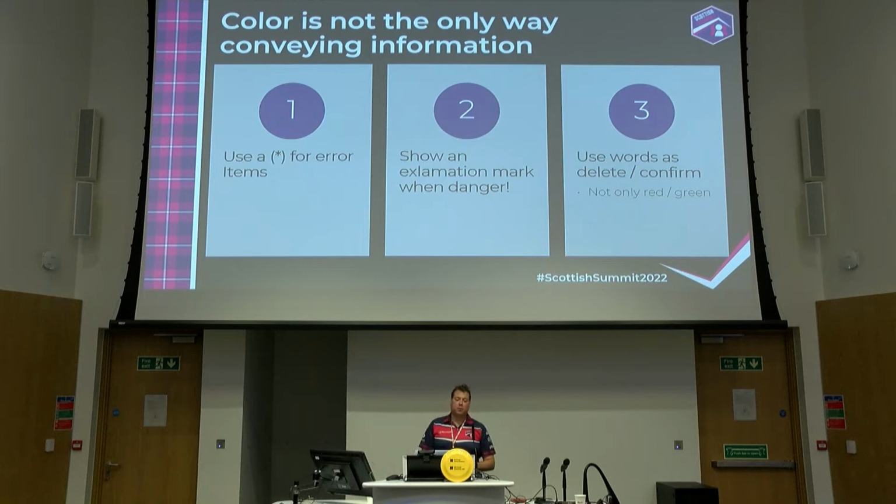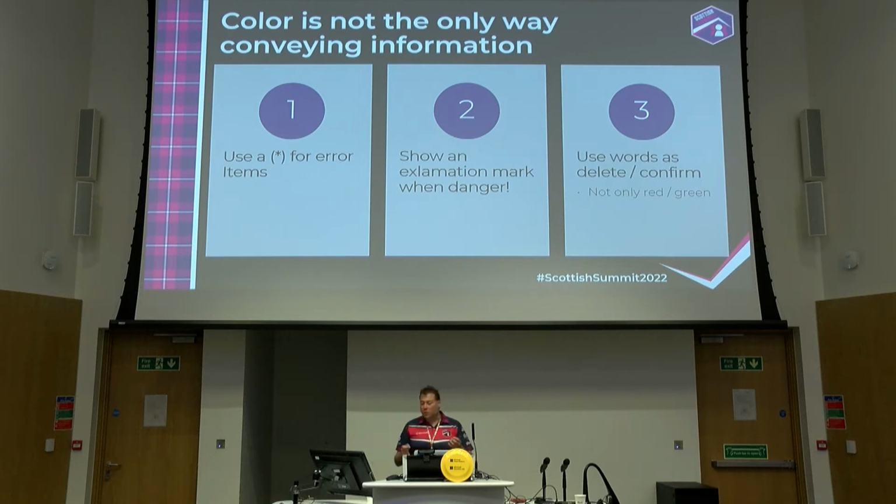Color is not the only way of conveying information. For example, if I use error messages, I always use an asterisk for each item. It's also important that you show an exclamation mark for danger, not only coloring something red, because if you have a deficiency on the color seeing spectrum, I learned it. I used the term color blindness, but I learned yesterday that you shouldn't say that. You should say a deficiency on the color seeing spectrum. But if there is an exclamation mark and an asterisk, there's already more chance that you see it.